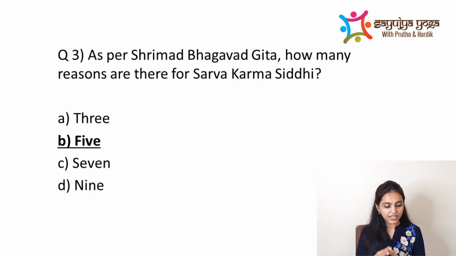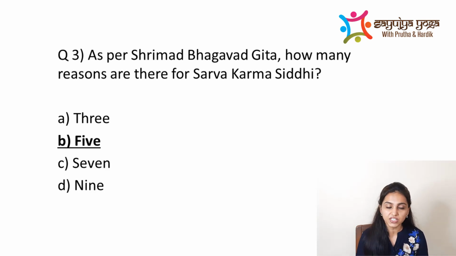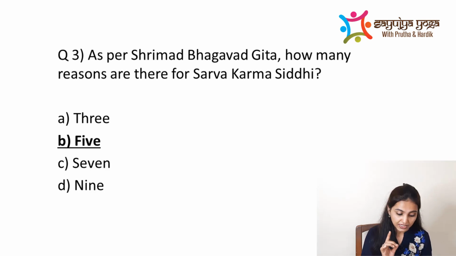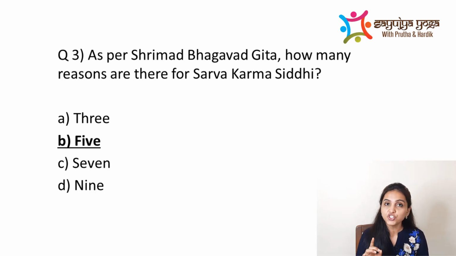Okay, so it says that there are basically 5 reasons or 5 causes for Sarva Karma Siddhi, and they are explained in the next verse, that is verse number 14, which says that Adhisthanam Tatha Karta Karanamcha Prugvidam Vividhascha Pruthak Cheshta Daivam Chaivatre Panchamam. So which are the 5 reasons?